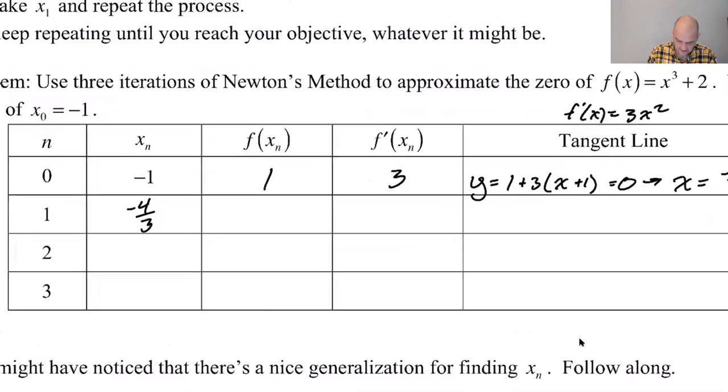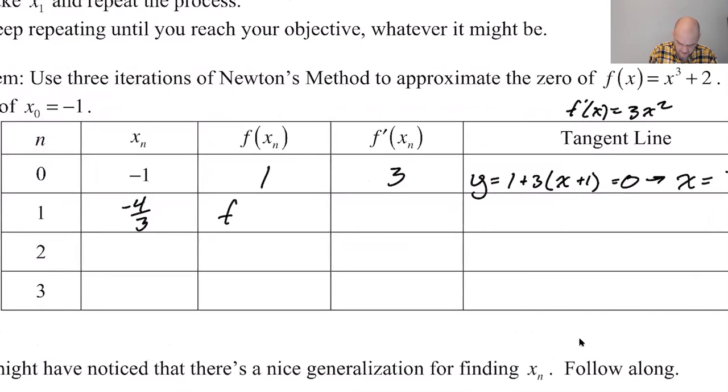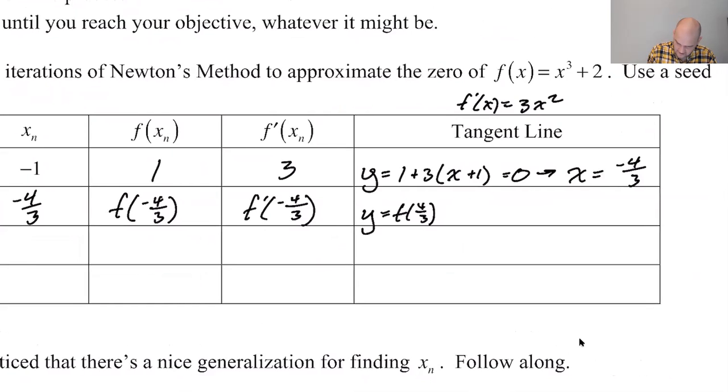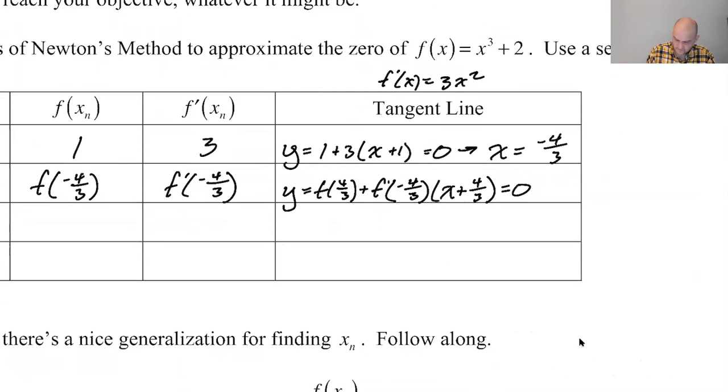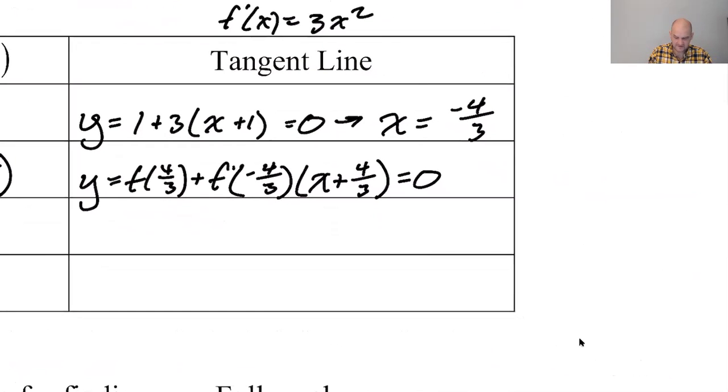Which is probably wrong. It's definitely wrong. So what I want to do now is find f of -4/3, and find f prime of -4/3. I want my tangent line, which will be f of -4/3 plus f prime of -4/3 times (x plus 4/3). And then I'm going to set that equal to 0. And I'm going to try to solve it, right? So when I do that, what do I get?